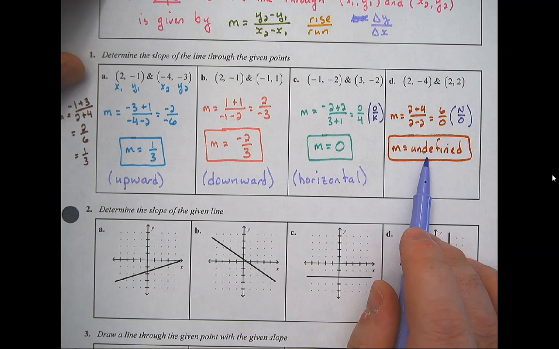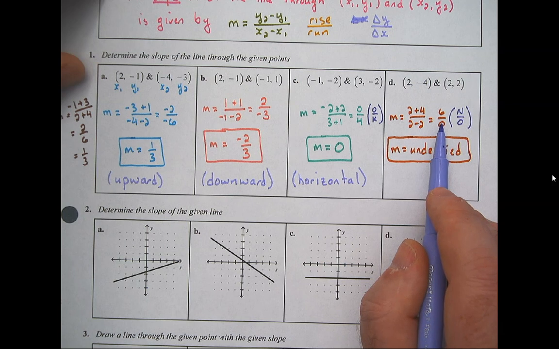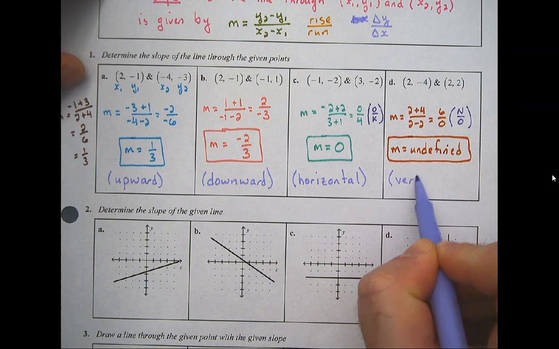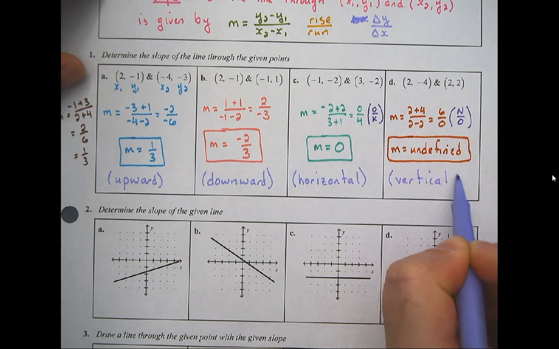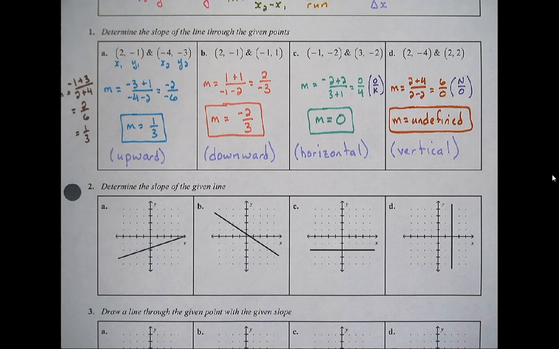If you have undefined slope, that means your graph can go up or down as much as you want, but it has no width. It goes nowhere left and right. So this makes no sense. The only way that you could have it is a vertical line. So undefined slopes are the same as vertical lines. Horizontal lines have slopes of 0.